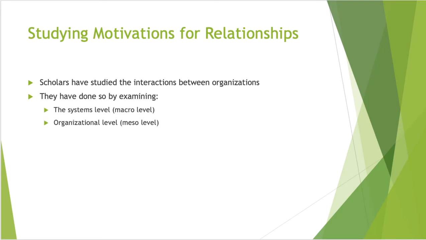People who study motivations for these relationships study the interactions between different organizations. They have done so by looking at it at the systems level. They also have looked at it at the organizational level. And remember, we talked about the levels of analysis in the last couple of lectures. Your systems level would be overall, which is your macro, looking at it like a bird's eye view from the very top, broad, versus your organizational level, which is going to be meso, or the middle.